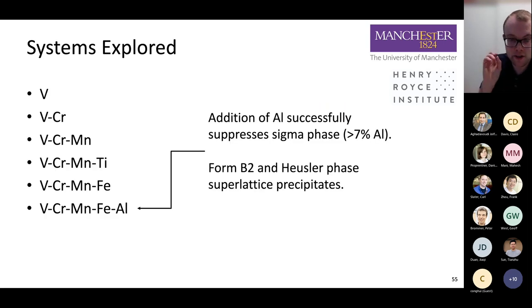Now, the interesting thing is that Alex then looked at adding aluminium into this system for two reasons. Firstly, aluminium suppresses sigma phase, and you can suppress it at approximately more than 7% aluminium. Secondly, aluminium forms B2, ordered intermetallic superlattice phases of the BCC solid solution, and Heusler phase precipitates, and that's also a good thing for high temperature strength. Also, aluminium isn't bad for environmental resistance either.